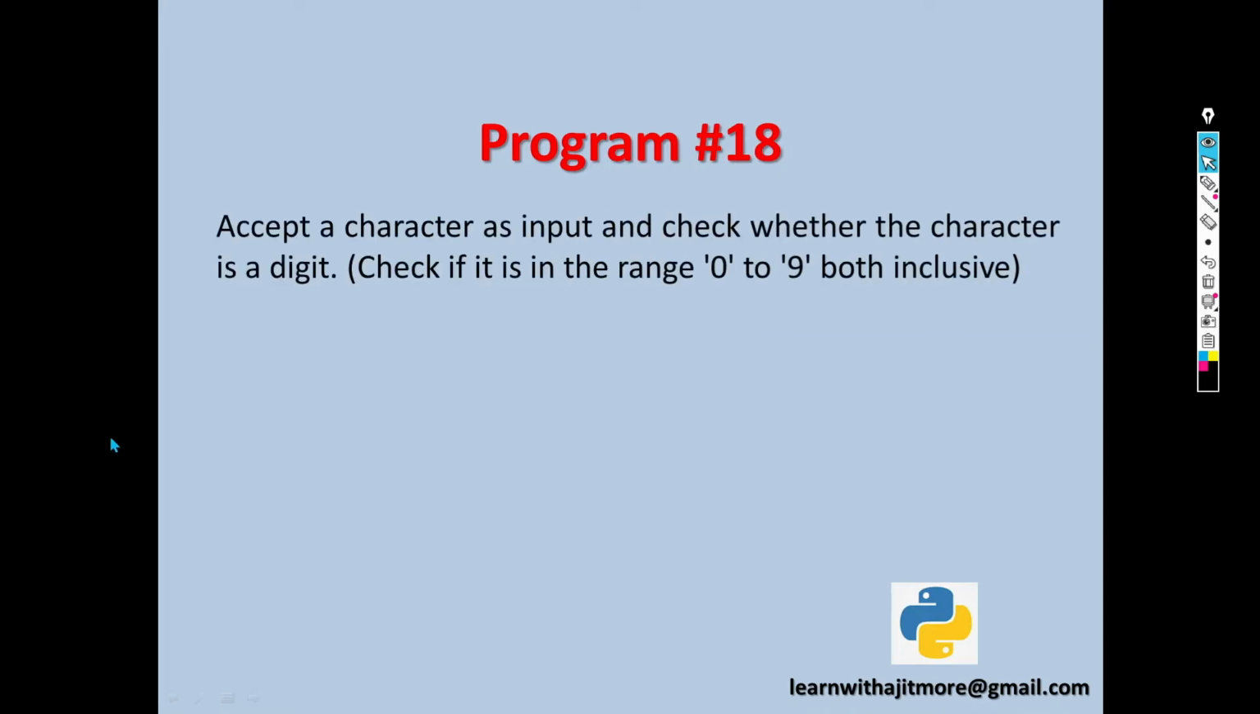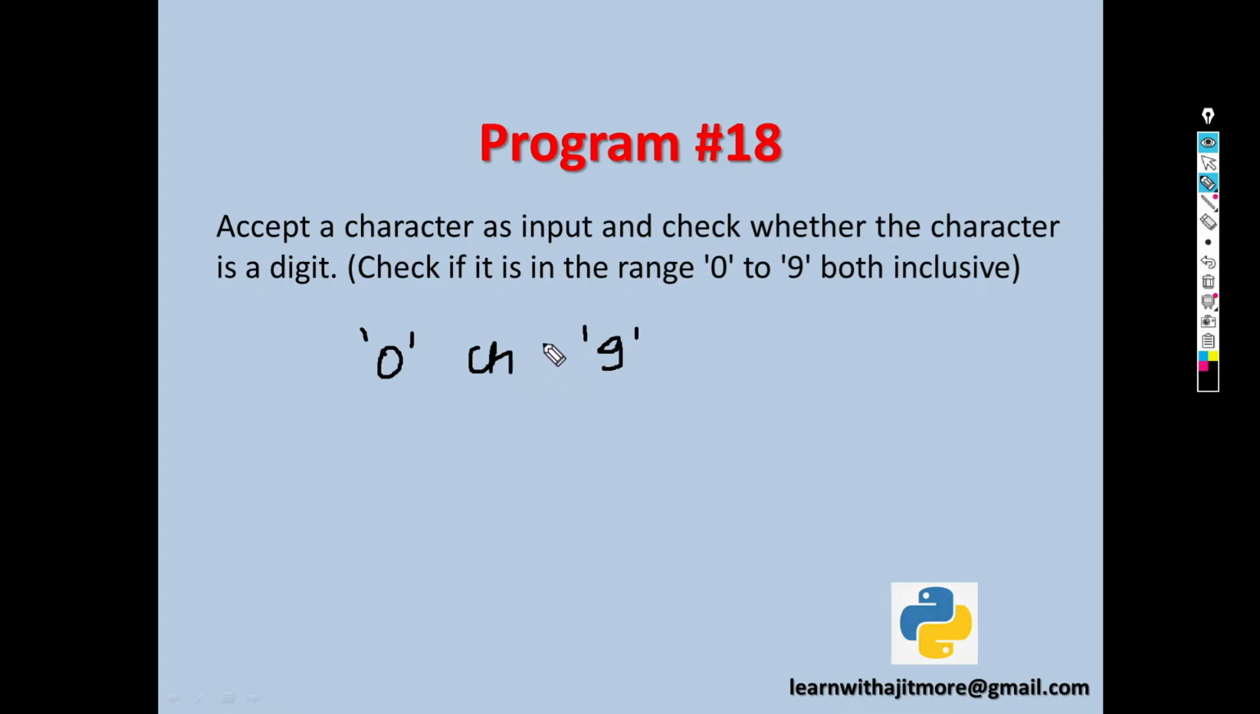Let's quickly move with the next problem, problem number 18. Now in problem number 18, what we have to do is accept a character as input and check whether the character is a digit. That is, we have to check whether the character is in the range 0 to 9. Okay, this question is quite simple. Whatever character you accept, now Python allows you to do string comparisons. Yes. So you just have to check whether that character which you are accepting is in the range 0 and 9. So here also, can we use chain operation?